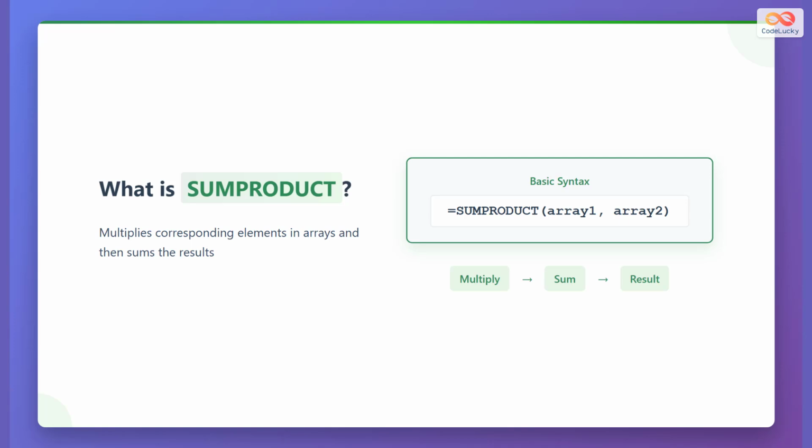So what exactly is SUMPRODUCT? In simple terms, it multiplies corresponding elements in arrays and then sums the results. Think of it as a combination of multiplication and addition, all rolled into one neat function. The basic syntax of the SUMPRODUCT function is as follows: =SUMPRODUCT(array1, array2). First, the function performs multiplication and then summation to arrive at the result.